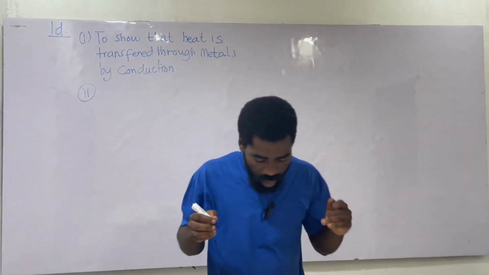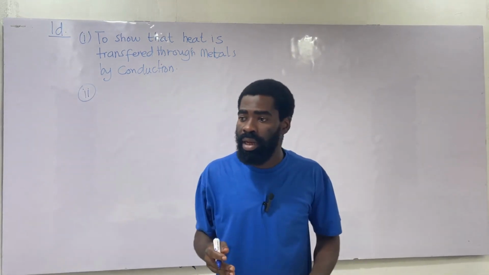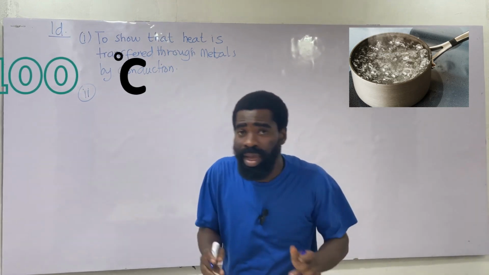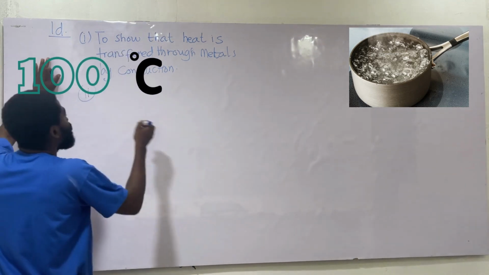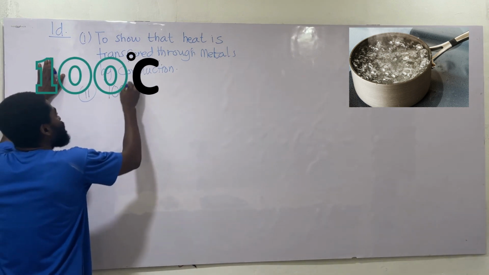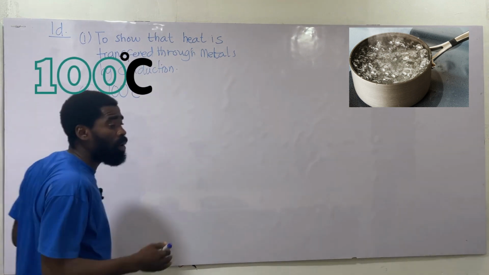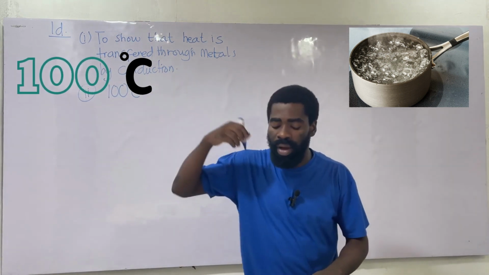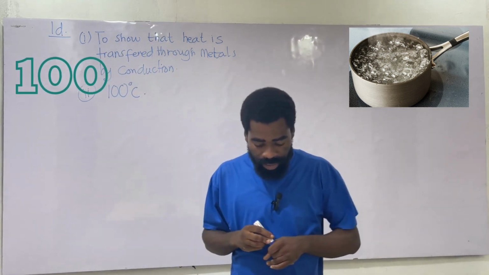Then, what is the temperature of boiling water? The temperature of boiling water is obvious. It's 100 degrees Celsius. So we just write 100 degrees Celsius. Water boils at 100 degrees Celsius at STP, standard temperature and pressure.